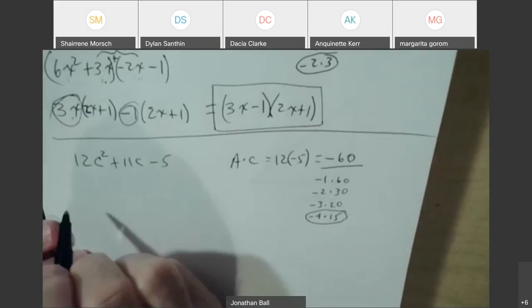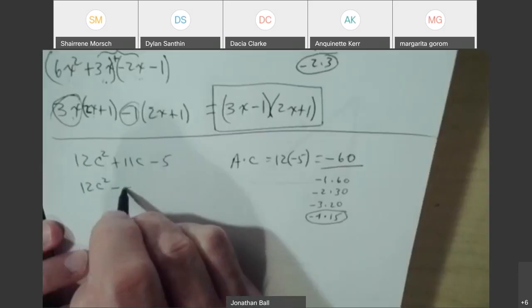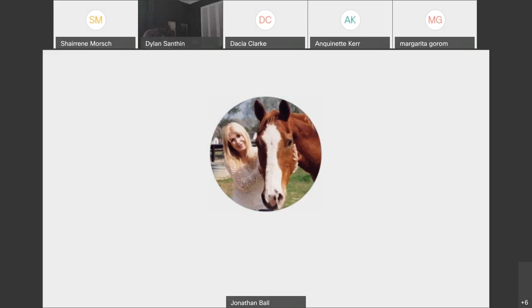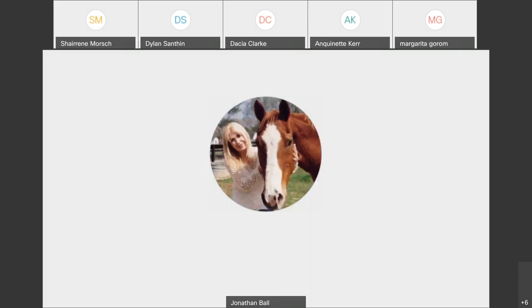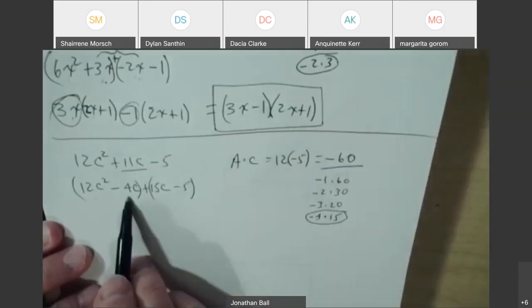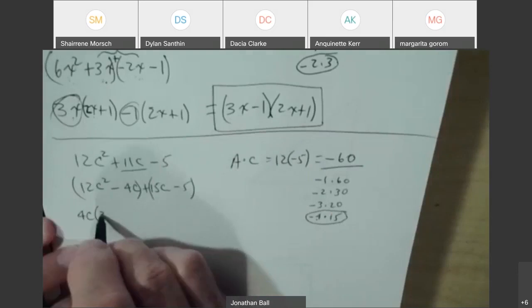12c squared minus 4c. Remember, we're splitting up the linear term here into negative 4c and plus 15c minus 5. Group these together, group these together. What can we factor out of this? 4c times 3c minus 1.